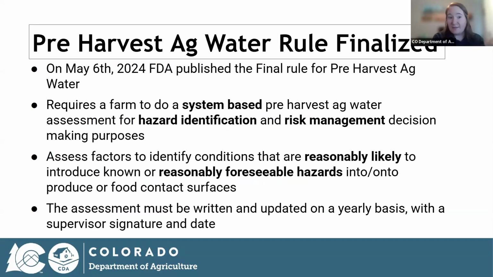So when was this finalized? This was actually finalized last May. They published the final rule on it. These next three bullets, I call it the legalese. This is what the rule says.